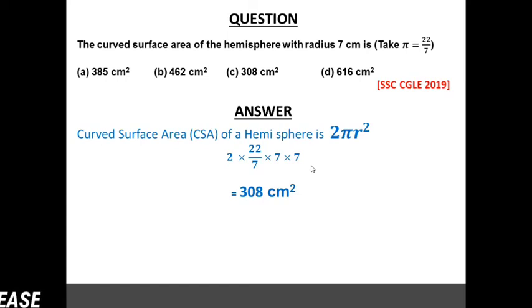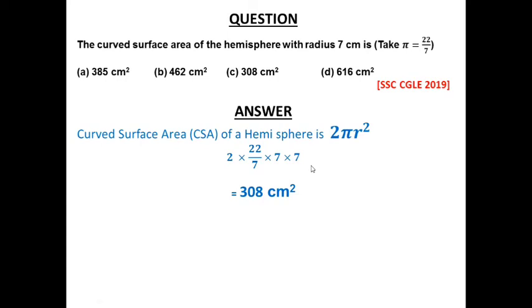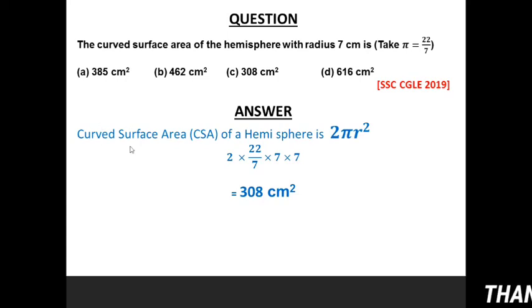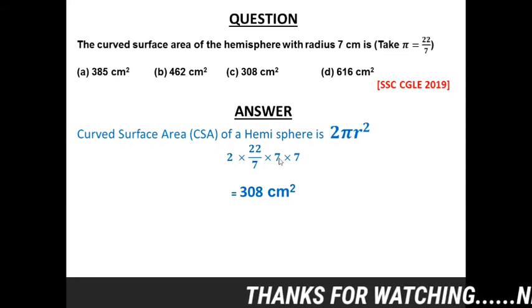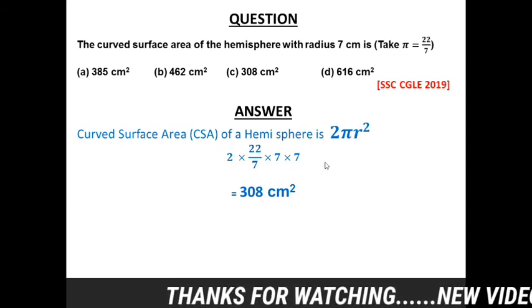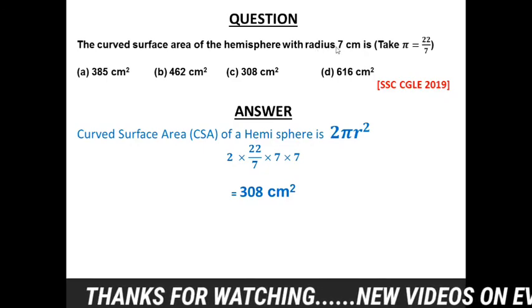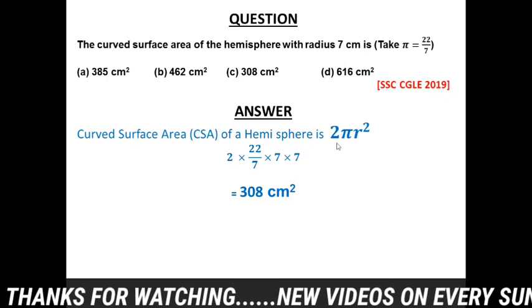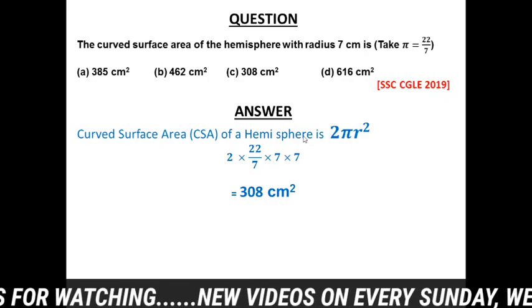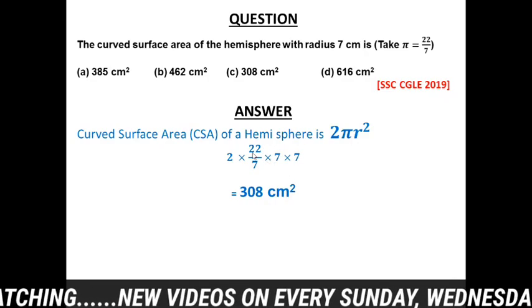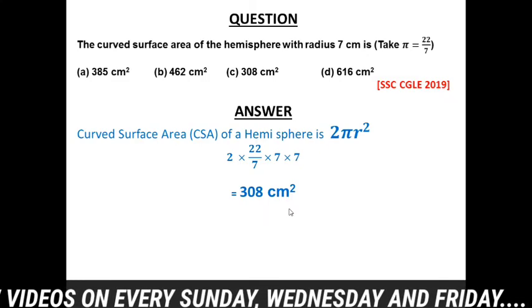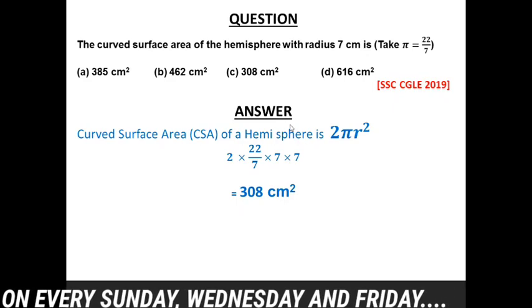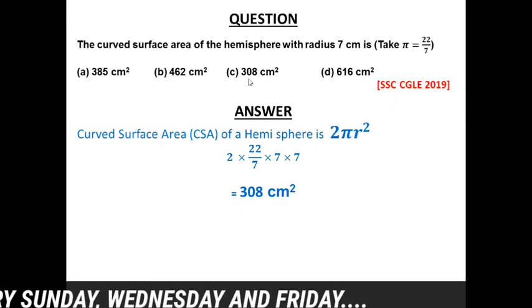We need to remember all these formulas before going to the exam. The curved surface area of a hemisphere is 2 pi r square. The pi value is given as 22 by 7, so just put the value of pi here: 2 into 22 by 7 into r square. The radius is given as 7 centimeter in the question, so r square will be 7 into 7. When you solve this, you can cancel one 7 and one 7 here. So 22 into 2 into 7, we got 308 centimeter square. Using this formula, we can find that the correct answer is option C.